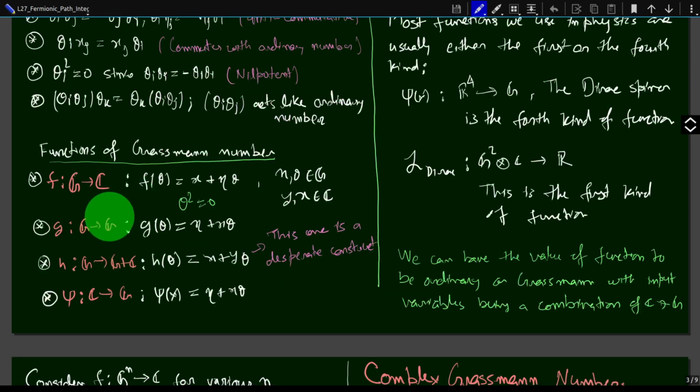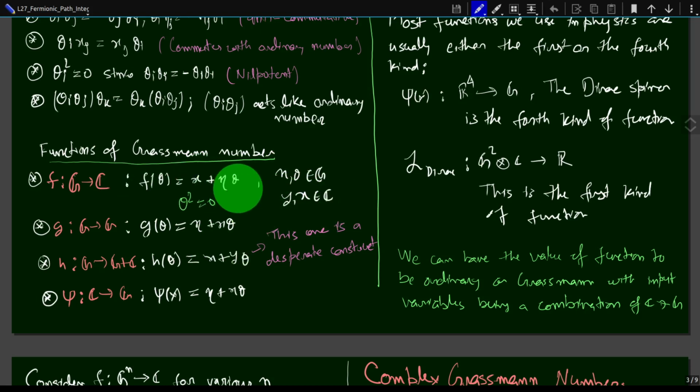But let's just say, before going to calculus, I have to first define what kind of functions I can have of this Grassmann number. So let's say f is a map from the set of Grassmann numbers to a complex number. So f of theta is some x plus eta theta, where eta and theta are Grassmann numbers, and x and y are going to be complex numbers.